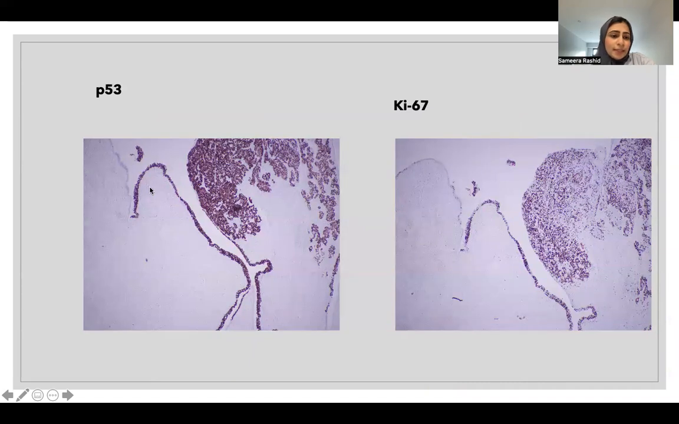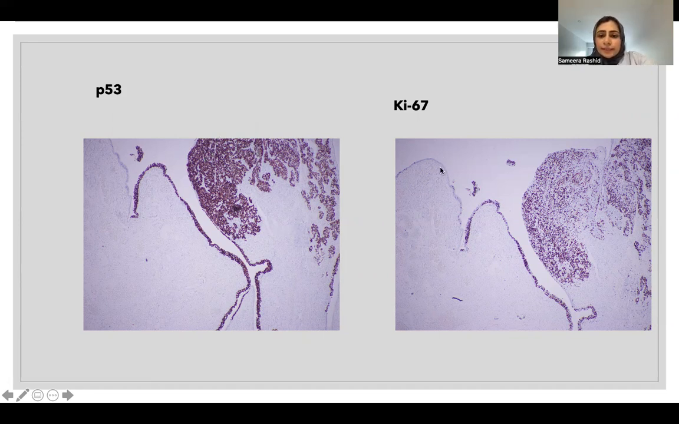Let's look at the stains. So this is P53. And here in this area, which looked normal on histology, I can see some staining. And here in the atypical area, strong diffuse staining. Same in the carcinoma, strong diffuse staining. So this is wild type. This is mutated, overexpressed, mutated, overexpressed.